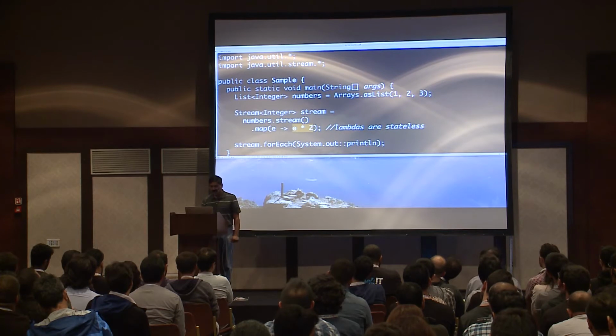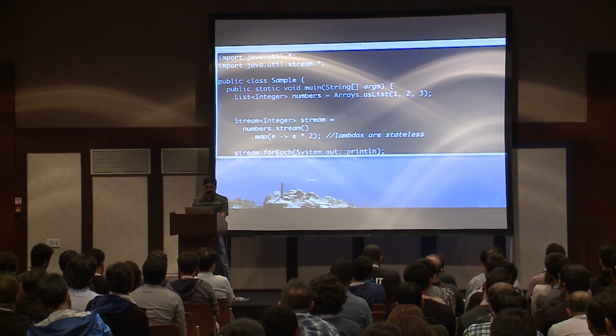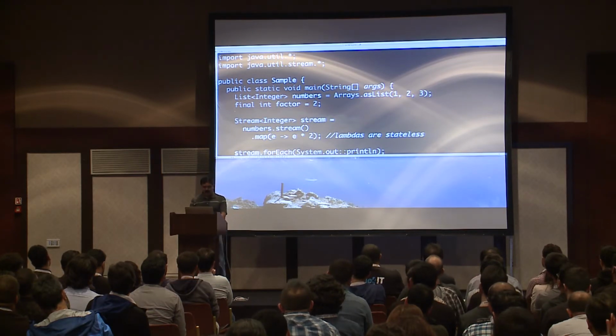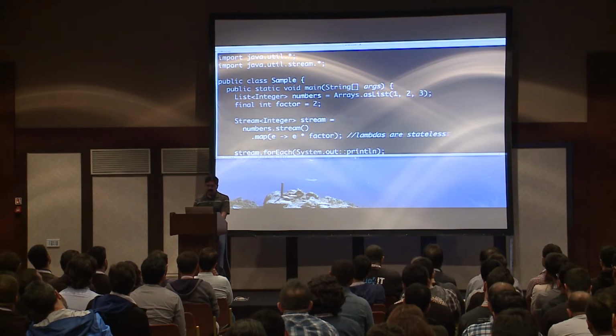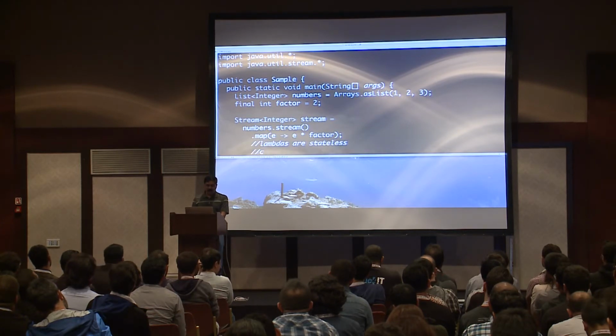Lambdas are stateless. On the other hand, I'm going to go ahead and say in here, int factor is equal to 2. Notice I make it a final int factor. Well, factor is 2, and I'm going to say e times factor. This is no longer a lambda. So what in the world is this then? This is called a closure.